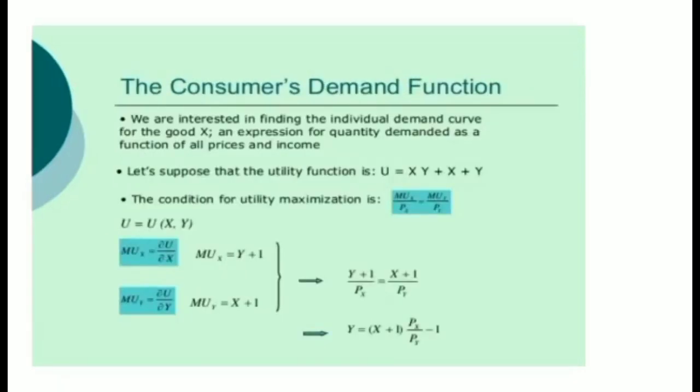So, the consumer's demand function. We are interested in finding the individual demand curve for the good as an expression for quantity demanded as a function of all prices and income. Let's suppose that the utility function is u = xy + x + y. So this is the possible formula that we are using if we're getting the demand function.